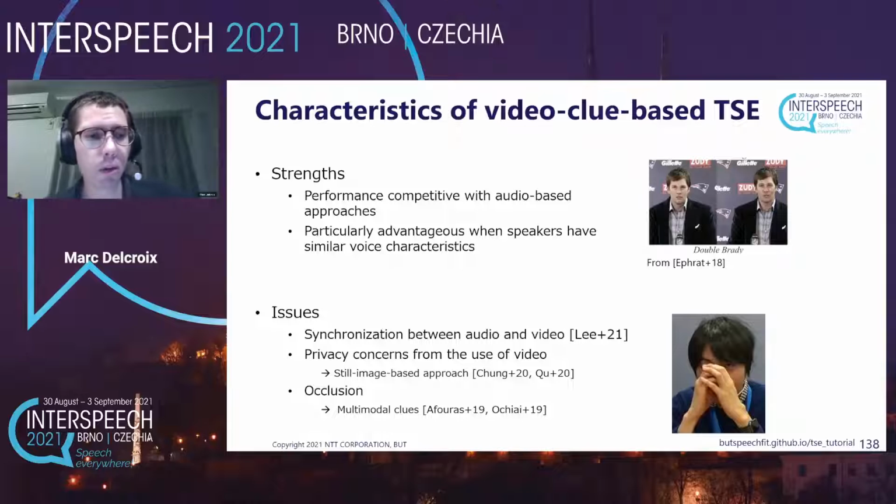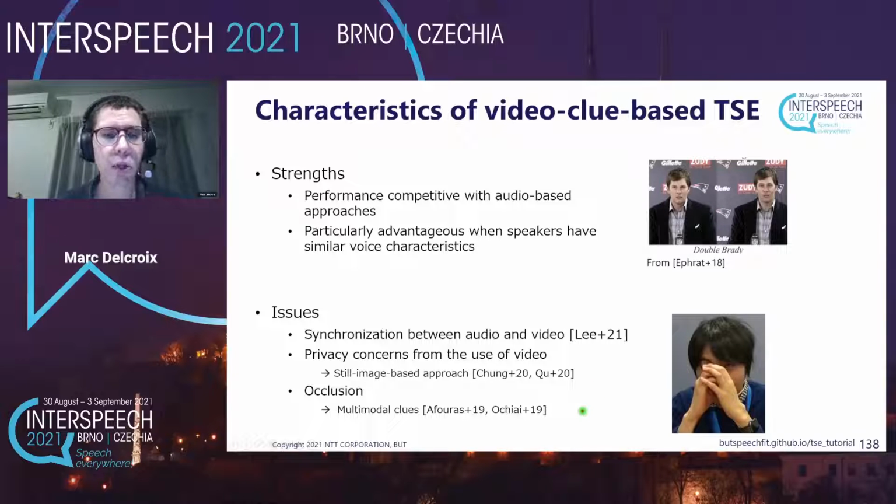Also, some people raised the issue that there may be privacy concerns when using video, and that users may be more willing to provide a still image, a picture of the target speaker, instead of a video. There are at least 2 works that use still images to do extraction, showing it was possible, but I would say the performance is still far worse than that obtained with video or with audio. But this is quite interesting. I think it's still possible to do some extraction with still images.